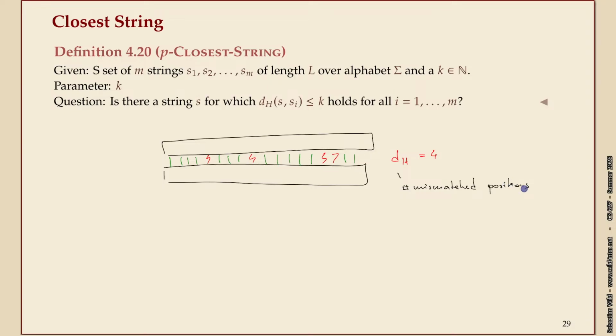Now, how can we potentially get an FPT algorithm for this problem? Again, the parameter here is the distance. So this is more reasonable in the sense that it might be interesting in an application to find a consensus string that's not very far away from all those strings. So k might actually be small.